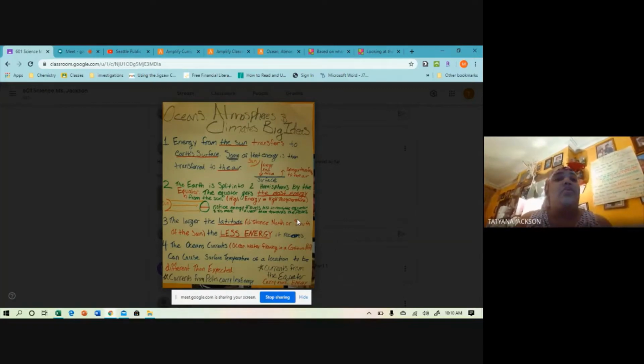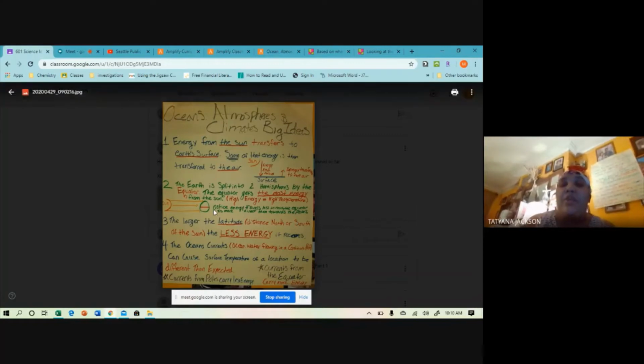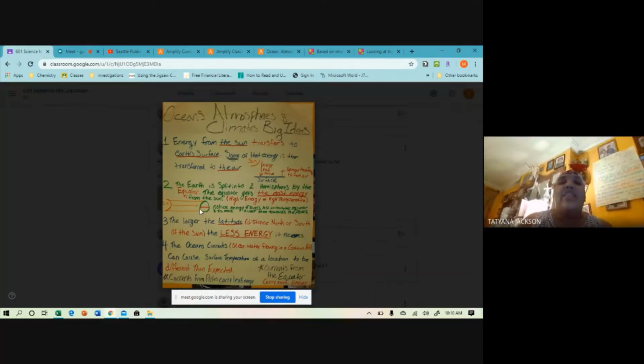All right. We learned that Earth is split into two hemispheres by the equator, right? And that the equator gets the most energy from the sun. And we know that high energy is equal to high temperature, right? And so the poles are getting less energy than that equator.